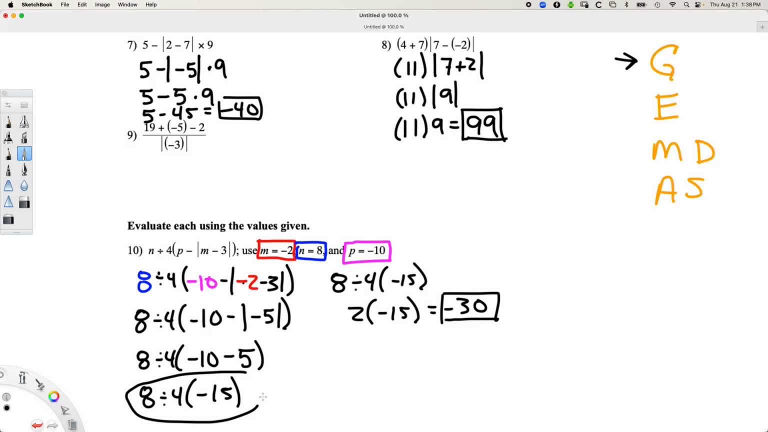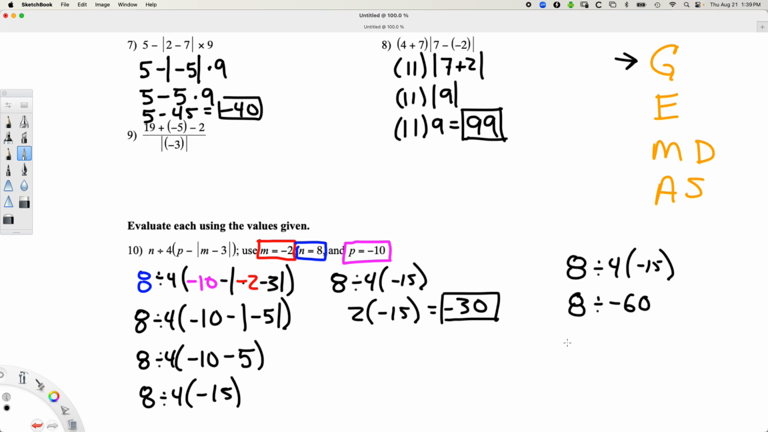And this one here is a really good one to look at why it's important to go left to right. Because if I did this same thing over here, 8 divided by 4 times negative 15, and I just do GEMDAS, I just look at this, and I say, okay, well, I've got division here, and I've got multiplication here. They're on the same line. I'm going to do this one first. Then I would have 8 divided by negative 60. And what's that going to get me? That would get me negative 2/15 as an answer. That's obviously very different from this, and this is wrong.